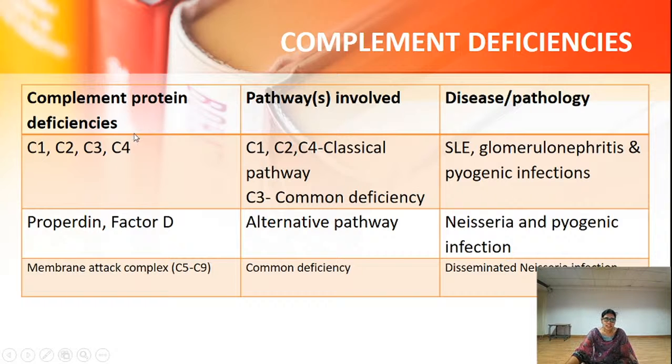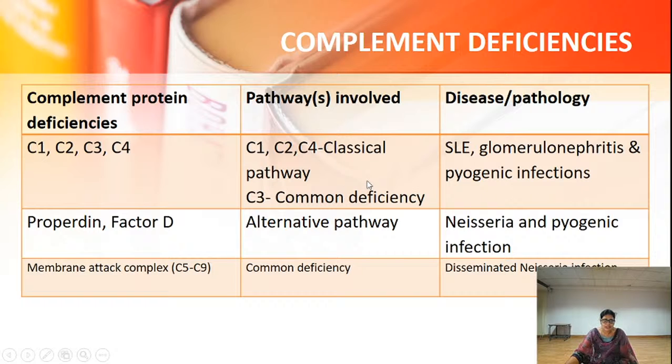Among the protein deficiencies, the first factors like C1, C2, C3, C4, which are present for the initiation and the C3 convertase forming, if they are deficient, what happens?